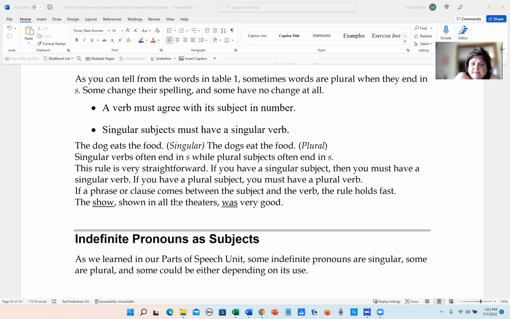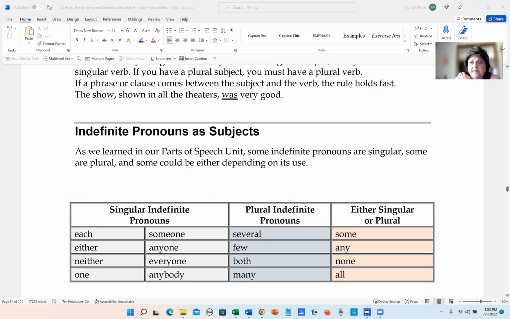If a phrase or clause comes between the subject and the verb, the rule holds fast. So here we have, the show shown in all the theaters was very good. The show is singular, was is singular. Okay, we'll come back and do this on the next video.